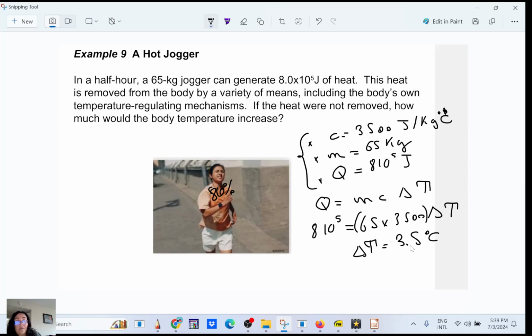So that means if we didn't have this temperature regulating system, because of the effort, the temperature of the body would increase from 37 to 40.5. That would be very bad, because if you keep producing energy, if you keep exercising, the temperature will keep increasing, which is not a good thing. So luckily our system is working very nicely.